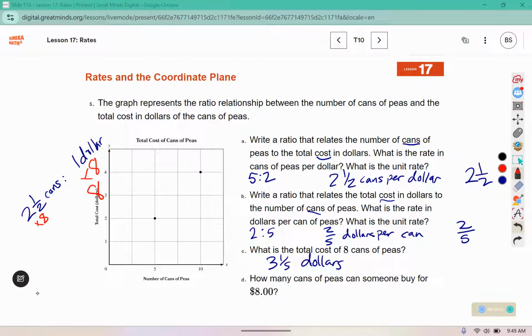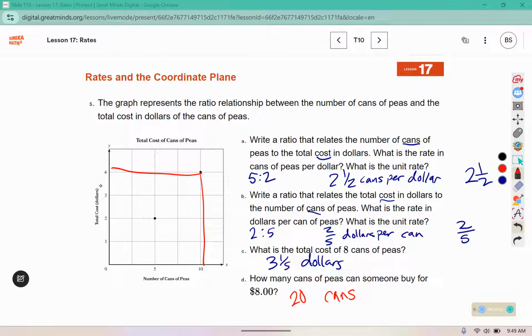Well, 2 times 8 is 16. 8 halves would be 4. So 2.5 times 8 is going to be 20. They can buy 20 cans for $8. You might also see, well, they can buy 10 cans for $4. So if we double that, giving us 8, and 10 doubled would be 20.